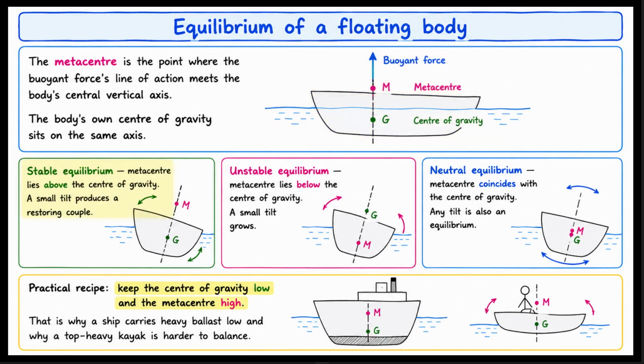If the metacentre lies above the center of gravity, the body is in stable equilibrium. A small tilt produces a restoring couple that nudges the body back upright. If the metacentre lies below the center of gravity, the body is in unstable equilibrium, and a small tilt grows instead of recovering. If the metacentre coincides exactly with the center of gravity, the body is in neutral equilibrium, and any tilt leaves the body in equilibrium too.